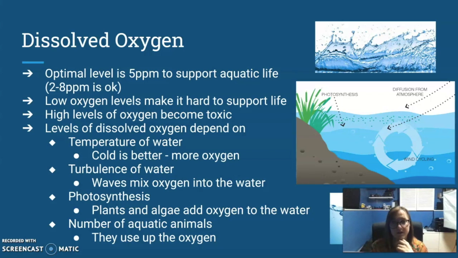Low oxygen levels can make it harder to support life because they're not able to take in enough oxygen from the water. High levels, on the other hand, also can become toxic. So your levels of dissolved oxygen in the water depend on temperature of the water. Cold water is better because you can get more oxygen in it. The turbulence of the water, how much it mixes up. You want to mix oxygen into the water. Photosynthesis, how much plants and algae are adding oxygen to the water, and then the number of aquatic animals. So aquatic animals use the oxygen, they don't add it back, so how much of that is there?